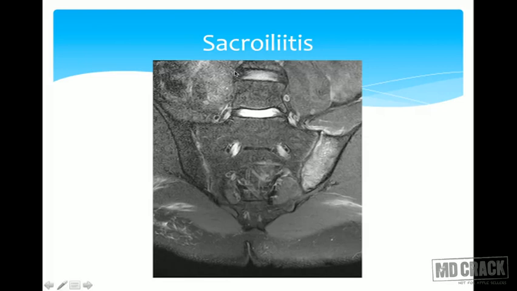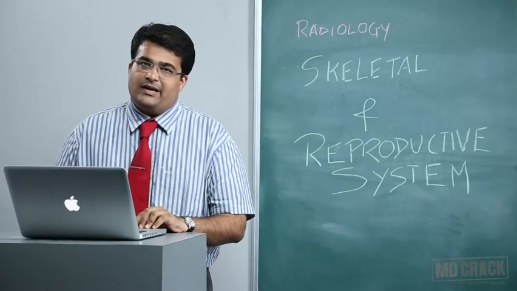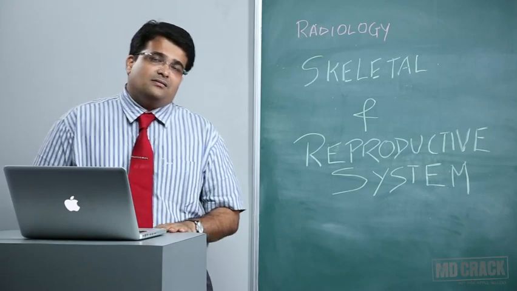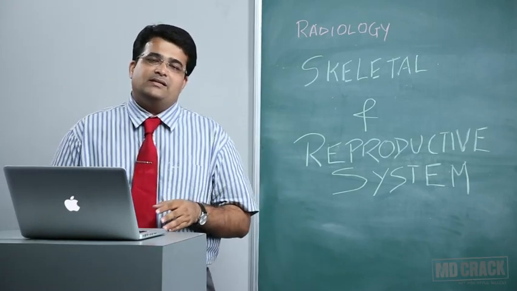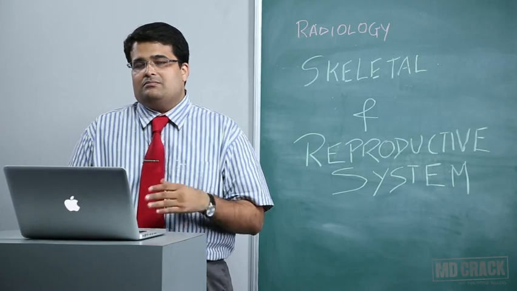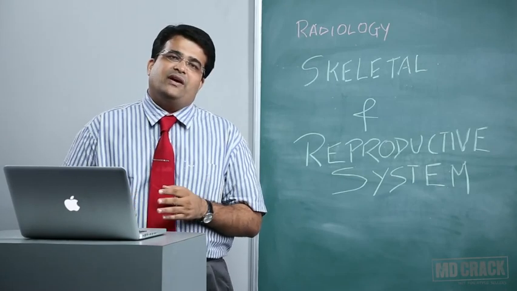Another patient over here, this is a coronal STIR view of the sacroiliac joints. This is your right sacroiliac joint, and this is your left sacroiliac joint. And over here, what you see is there's an abnormal marrow over here. There's mild fluid within the joint, and this is very typical for sacroiliitis. Now, sacroiliitis can be of two types. One is inflammatory, and the other is the infective type.